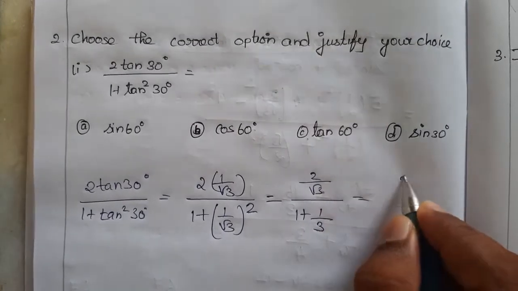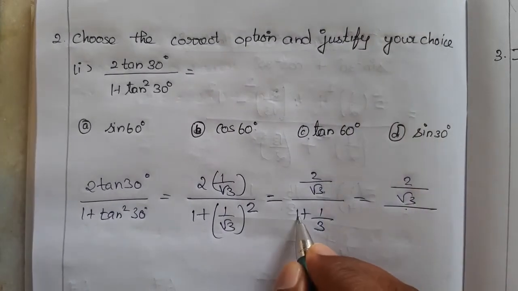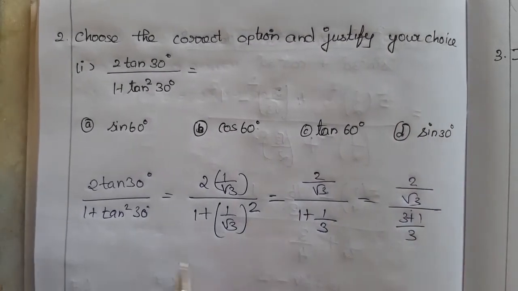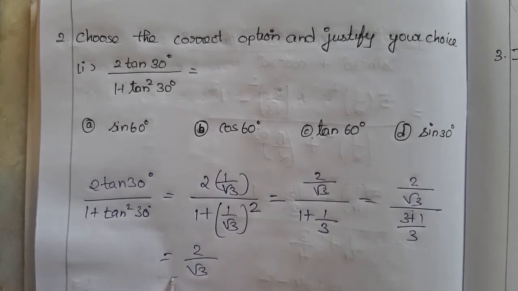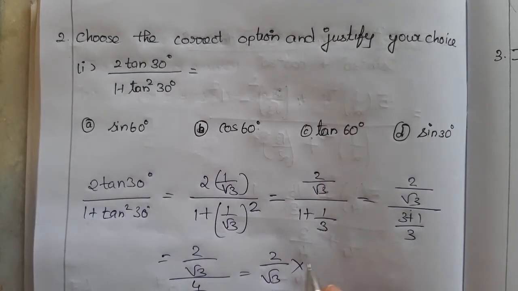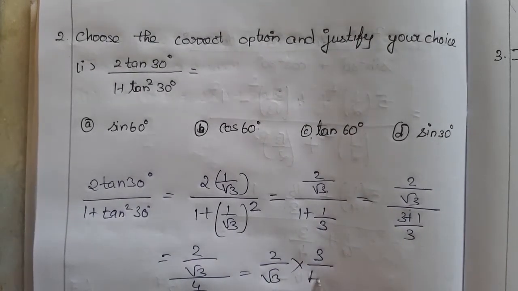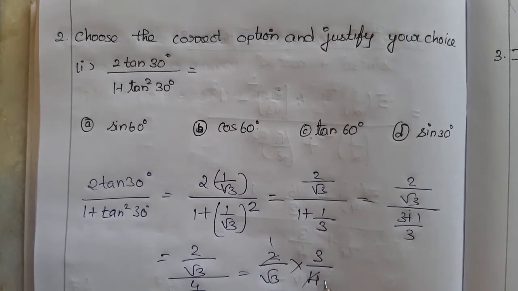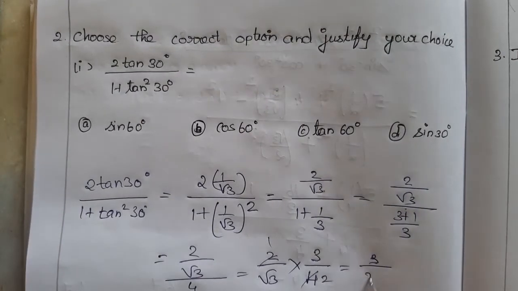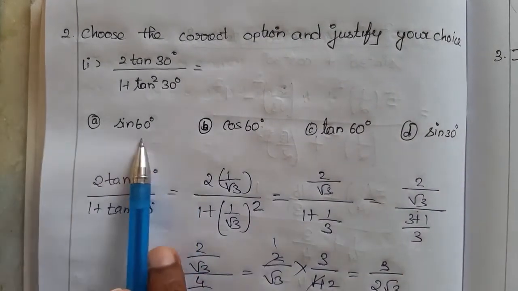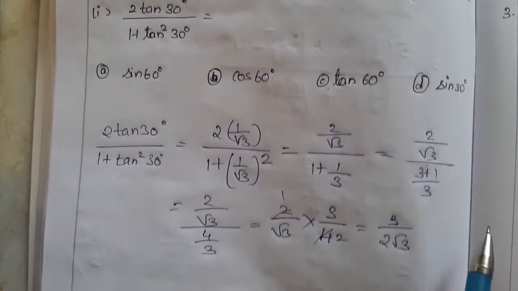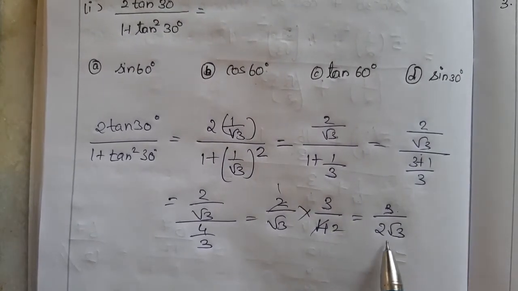So this we can take an LCM. So 2 by square root of 3 divided by 3 plus 1 by 3, which we will be getting as 2 by square root of 3 divided by 4 by 3. This we can rewrite as 2 by square root of 3 into the reciprocal of the denominator, 3 by 4, and it will become 1 and it will become 2, and you can see that 3 by 2 square root of 3. You can see the options are in terms of other specific angles, right? So we have to change it. So do you have any angle with this 3 by 2 square root of 3?